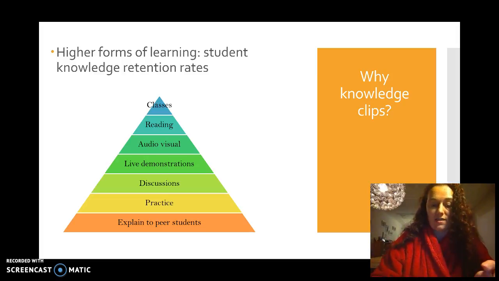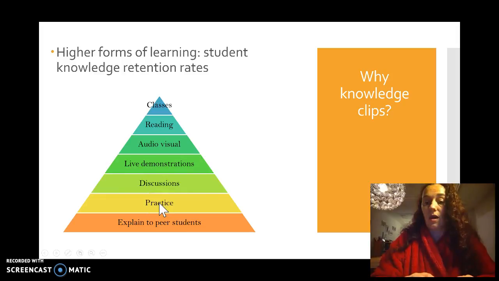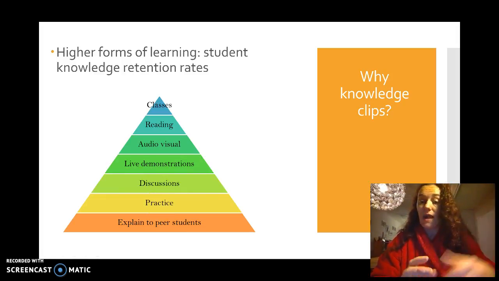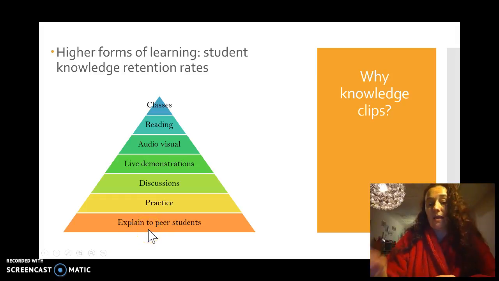Student retention rates. If students go to a class, they remember very little afterwards. If it's slightly more active, they already will remember more. If they are actively involved, as in discussions or practice, students will remember even more. But the most, if they explain it to peer students.